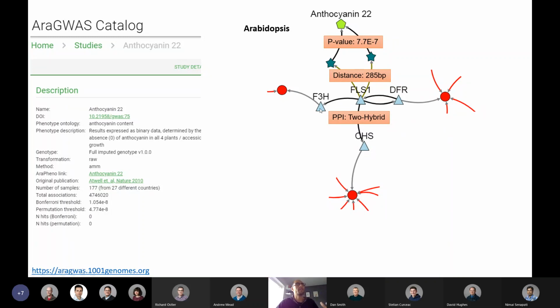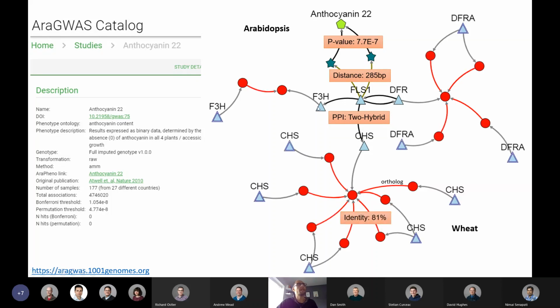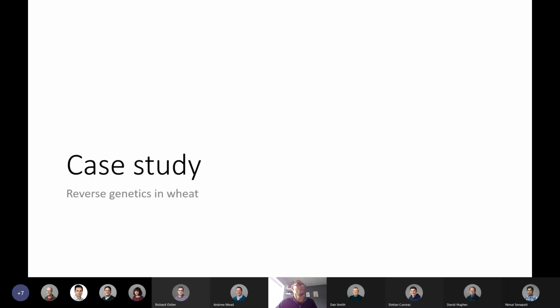And if this is not enough, we can ask the question, so this is all Arabidopsis data, and what are the wheat orthologs? So it goes and adds you that layer on top of it as well. So there are 4 or 5 different data sets that have been integrated here and can be visualized in one place.